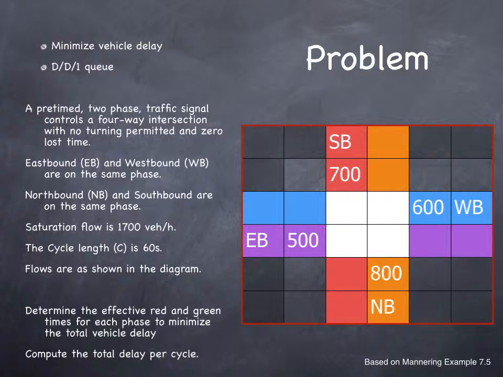The cycle length is 60 seconds. Flows are as shown in the diagram. Eastbound is 500, westbound is 600, southbound is 700, northbound is 800, and these are in vehicles per hour. Determine the effective red and green times for each phase to minimize total vehicle delay. Compute the total delay per cycle.